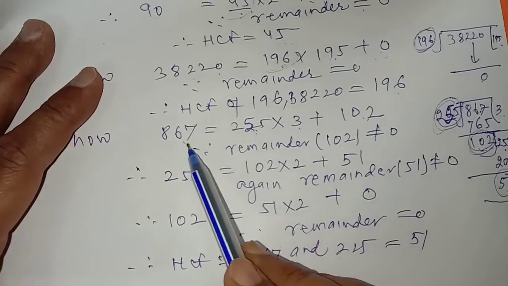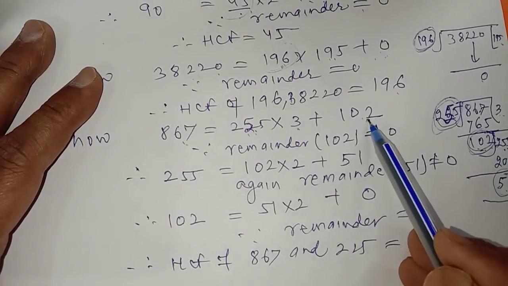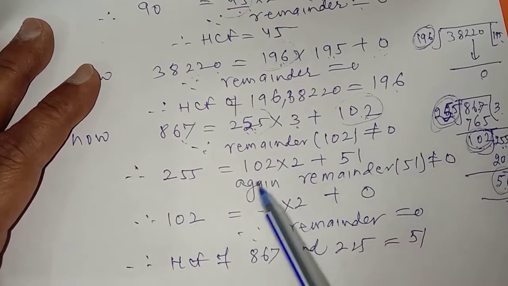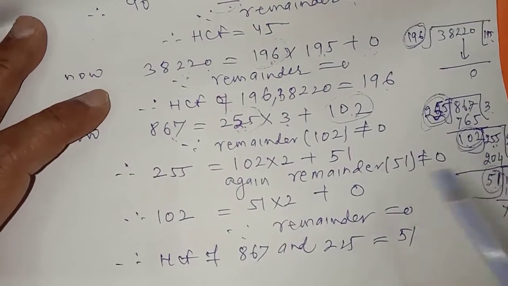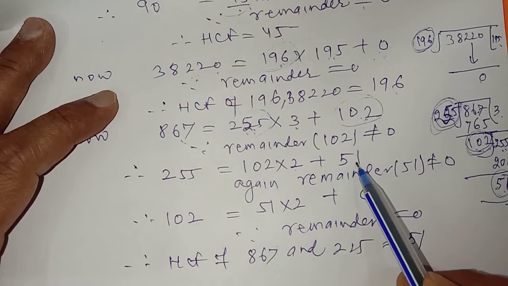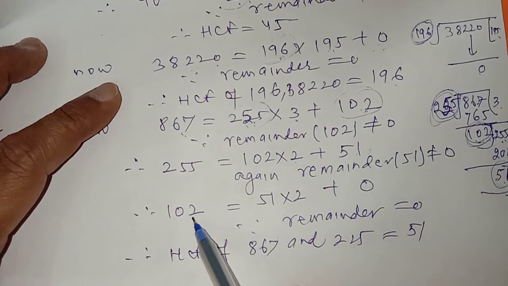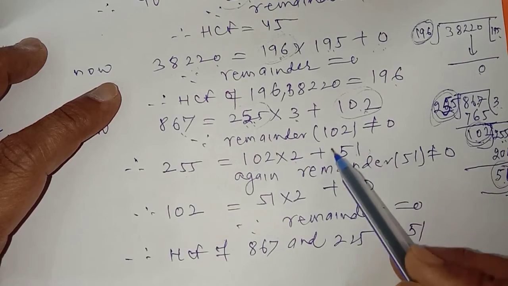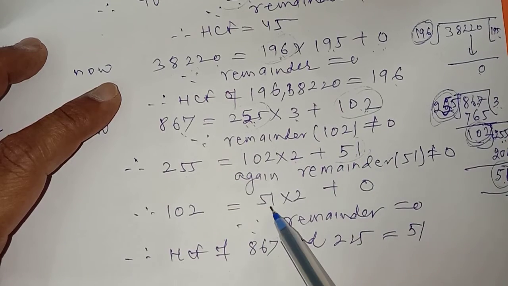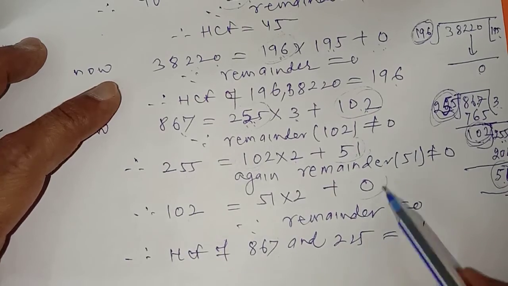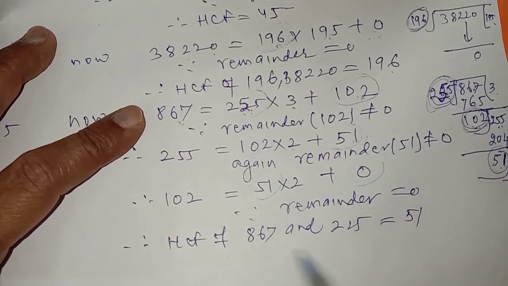So I am doing it. Dividend is equal to divisor into quotient plus remainder. Now this will become the dividend and this will become the divisor as we have discussed here. Divisor into quotient plus remainder. Again the remainder is not 0. The divisor will become the dividend and the divisor will be this remainder, and divided, the remainder is 0. So the HCF will be 51.